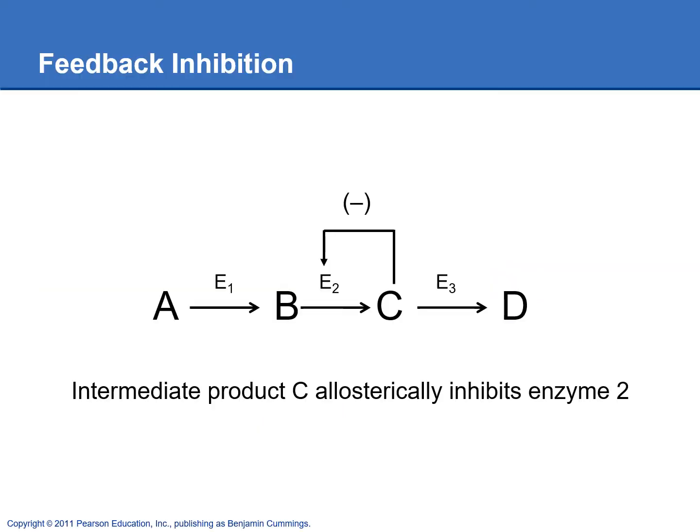Okay, feedback inhibition, I know you've learned about this before. This is just where an intermediate product in the metabolic pathway will feed back to an enzyme somewhere in the pathway beforehand. It acts as an allosteric inhibitor. So it binds to the enzyme somewhere other than the active site and changes the shape of the active site, which can no longer bind to the substrate, and that will turn the pathway off until this intermediate product C falls off enzyme 2 again, and then we can turn the pathway back on again.